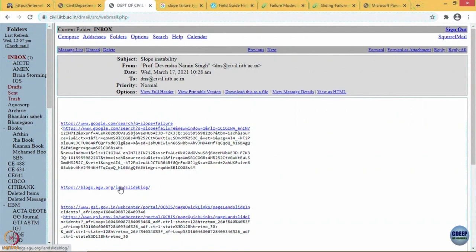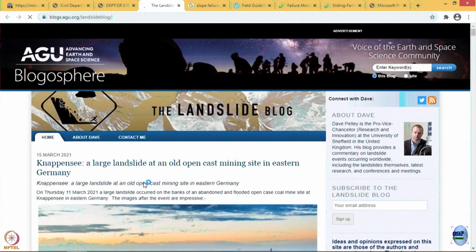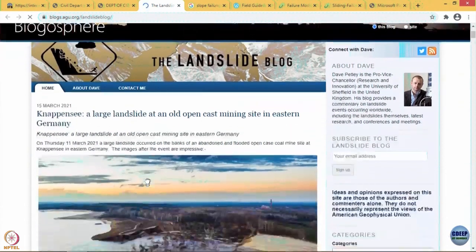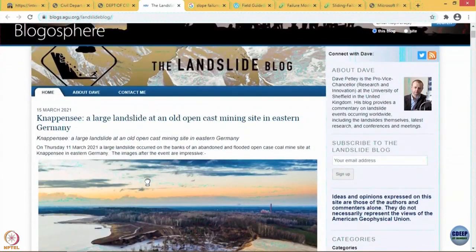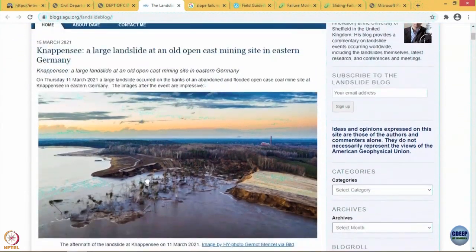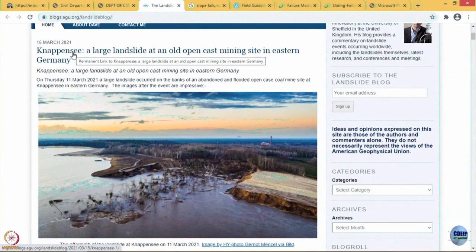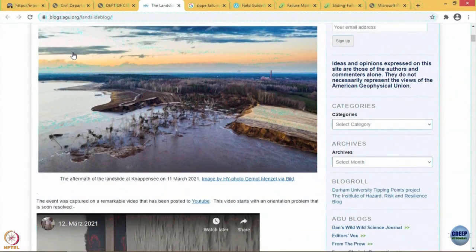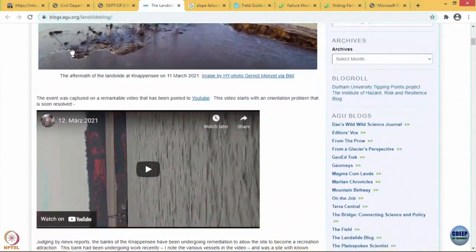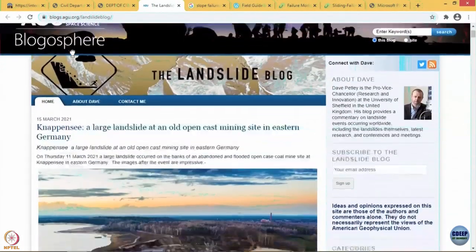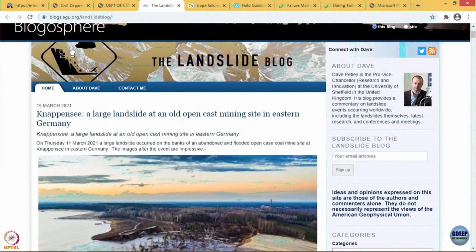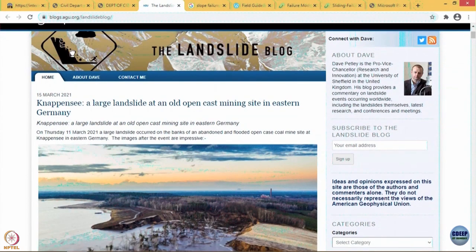This is a subject which attracts a blog also, by the way. And you will find that there is a blog on these landslides, 15th March 2021, a very recent one. So, whenever you get time, please visit this blog also. It is a very hot topic.